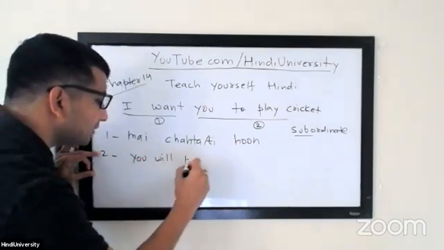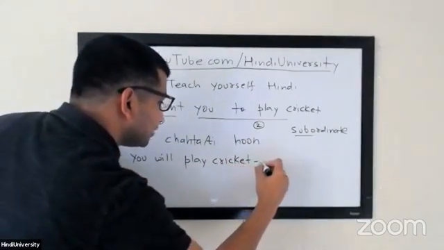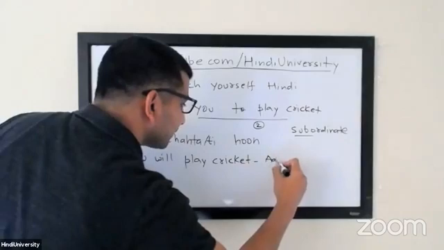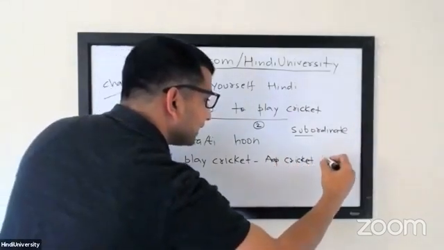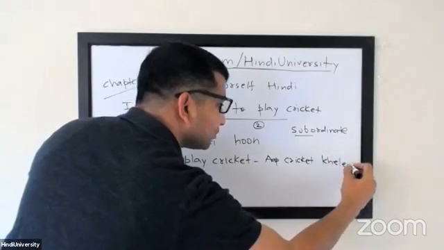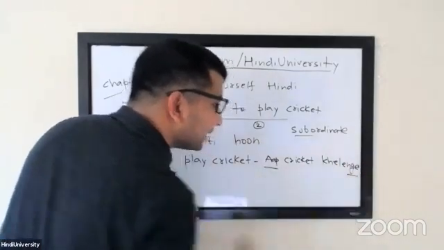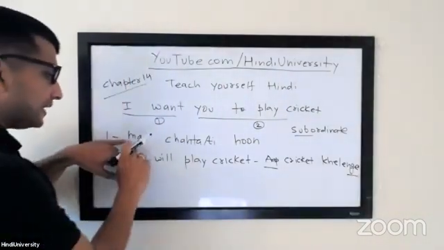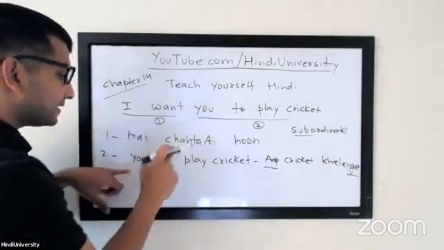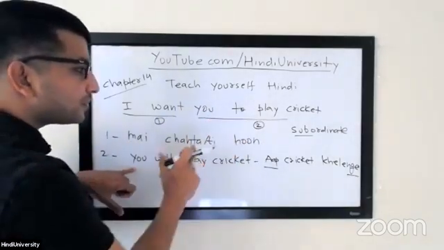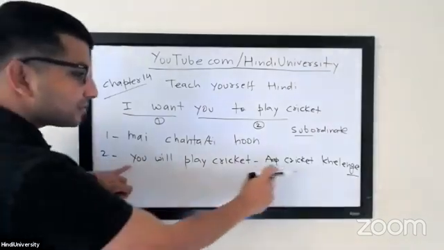You will play cricket, and you will write it as आप cricket खेलेंगे. That's how you write it in future indefinite, right? For आप it is खेलेंगे. So the first sentence, which is the primary clause, is मैं चाहता हूँ, I want. The second one is the subordinate clause, which is you play cricket or you will play cricket, which is आप cricket खेलेंगे.